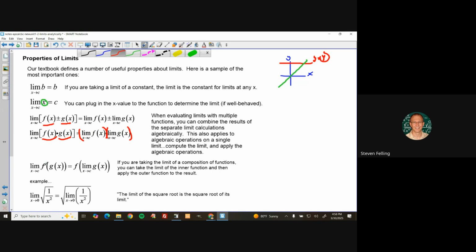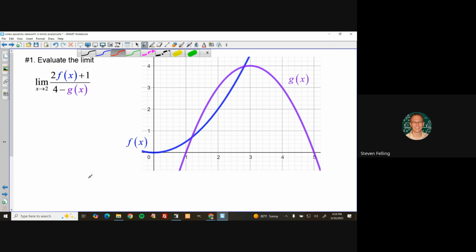And then if you have a function inside of another function, you can take the limit of the inside function and then plug the result of the limit into the outside function. That's useful. For example, let's say you're taking the limit as x approaches 0 of the square root of 1 over x squared. You can first take the limit of 1 over x squared, and then you can plug that result into the square root function. That's also quite useful.